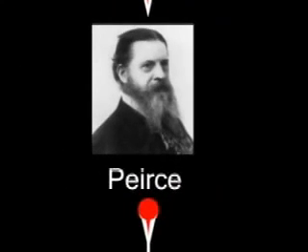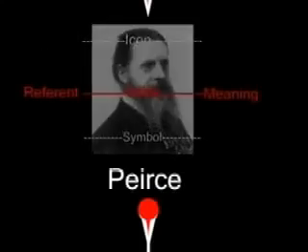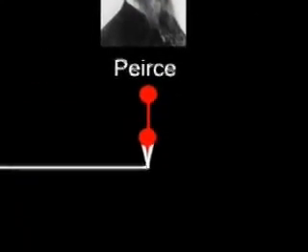Peirce's ideas about semiotics distinguished between three types of signs: icon, index, and symbol. Whether a sign belongs in one category or another is dependent upon the nature of the relationship between the sign itself, which he called the referent, and the actual meaning.